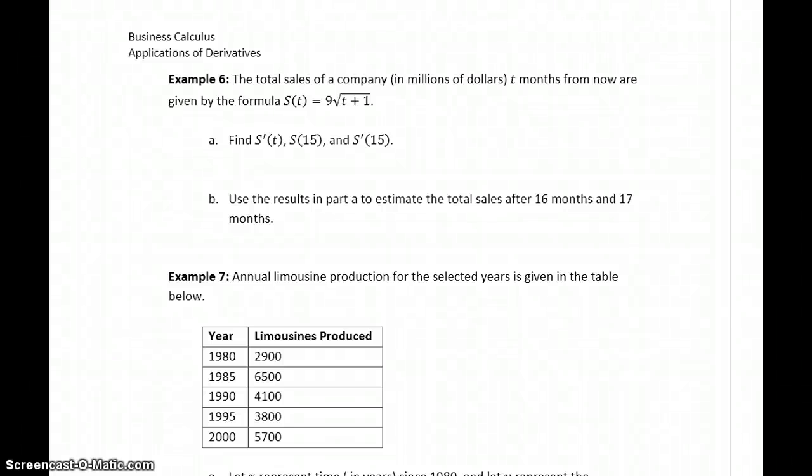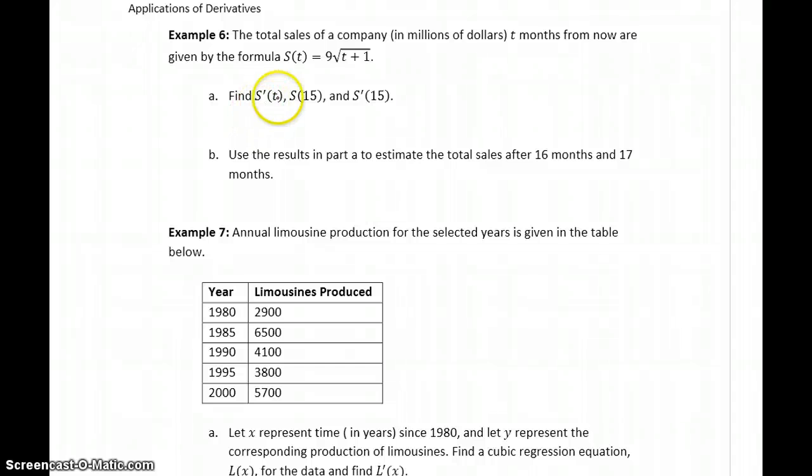In example 6, we're given a sales function. It tells us about the total sales of our company in millions of dollars t months from now. So we want to find s prime of t, s of 15, which is the original function s of t evaluated at 15, and the derivative function evaluated at 15.